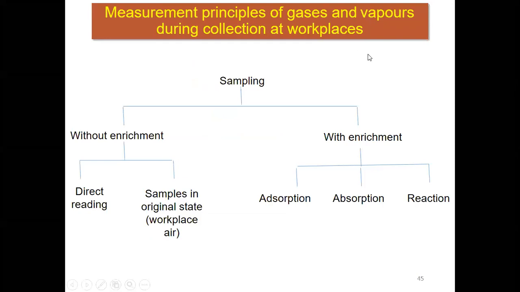Again, the sampling can be divided in this way. Sampling can be done without enrichment or with enrichment. Without enrichment, we can directly collect the sample using gas sample vessels, with samples in the original state. So there are two ways: in direct reading, without collecting gases, we feed it directly, or we can collect the original gas. And with enrichment, I think we discussed these things already: adsorption or absorption. We have not discussed absorption in previous slides. It can be either absorption or reaction, so some electrochemical reaction or any other type of color-forming reaction, or whatever type of reaction can happen, will come under enrichment.